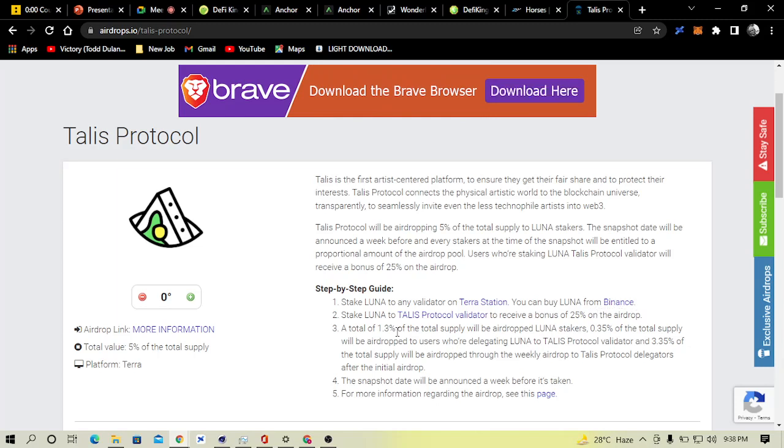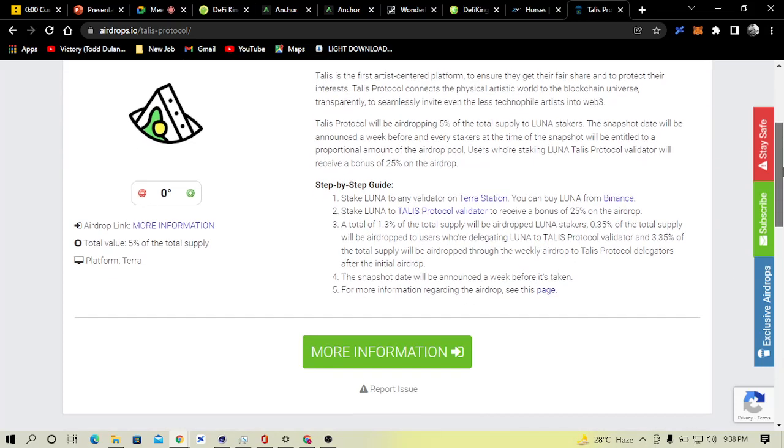Airdrop. So they're telling you what percentage of the total supply will be given out, and then the snapshot date. The snapshot means they'll look on the blockchain at the number of wallet addresses that are staking. They already have the record. They will take a snapshot and send the airdrops to those wallets, or they'll have you connect. There's a way they do it.